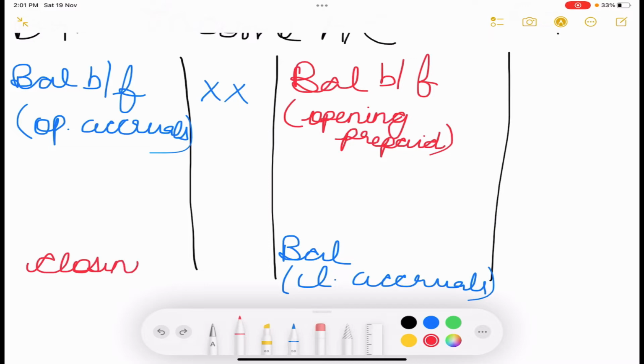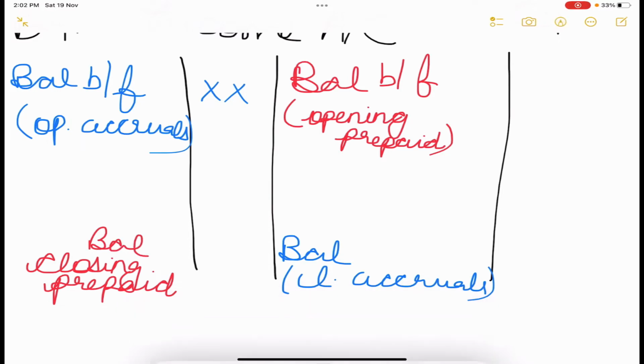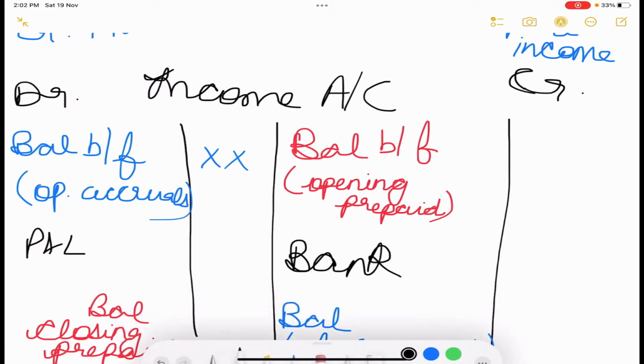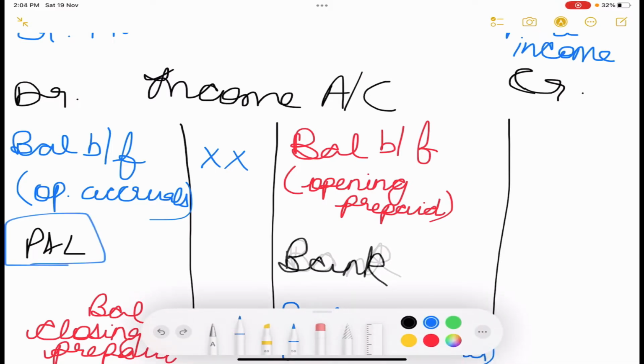Closing prepaid. This is a balance too. What else is left? If you can recall, for expense we had the bank side here and the P&L side here. But it will be the opposite in income. We'll have the P&L and bank over here. So why am I writing it this way? When I have an income, what happens in the bank? Whenever money comes in, whenever you receive the income, the bank account increases, which means it gets debited. That's why we have written it here. So I hope you understood the difference now.